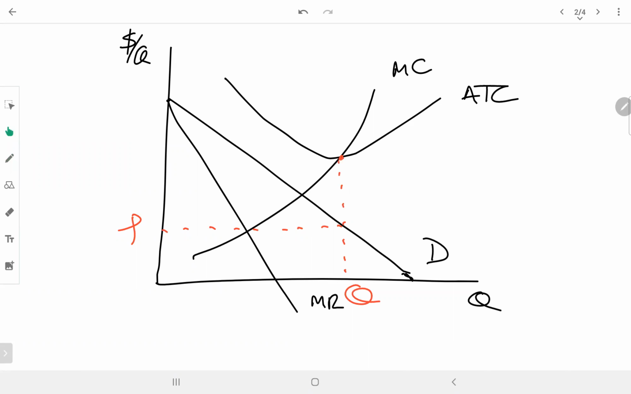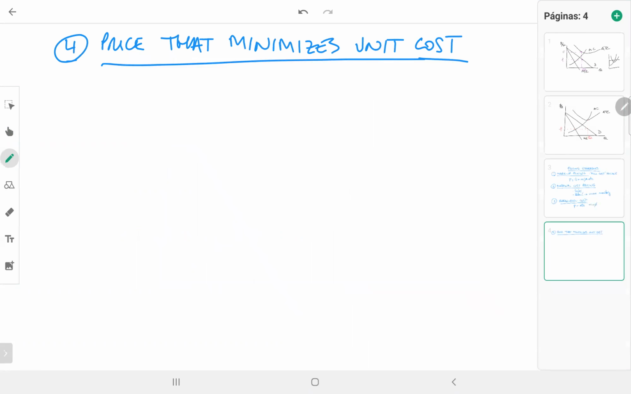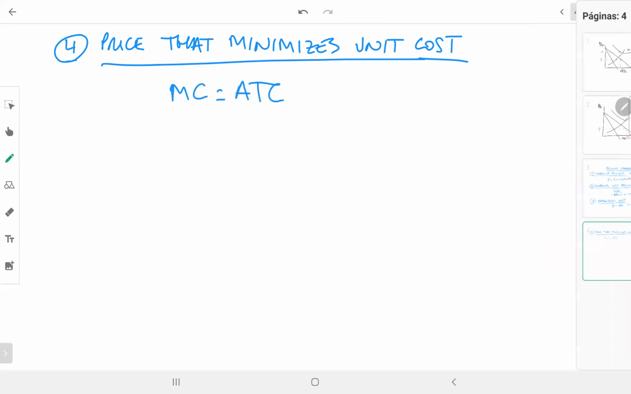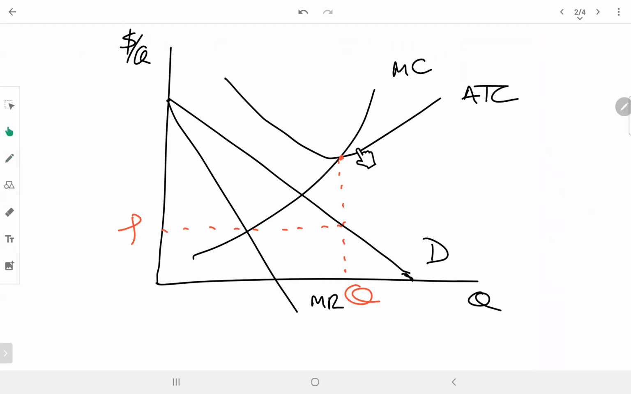So where do we find the price that minimizes unit cost? I'll go back to the firm level diagram. Whatever the marginal cost equals the unit cost, okay? So whenever the marginal cost equals your unit cost, that'll be the quantity, that'll be the price.